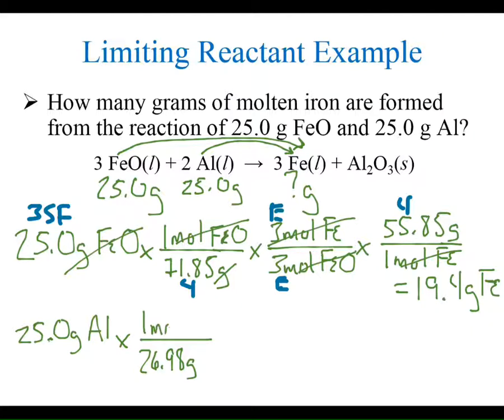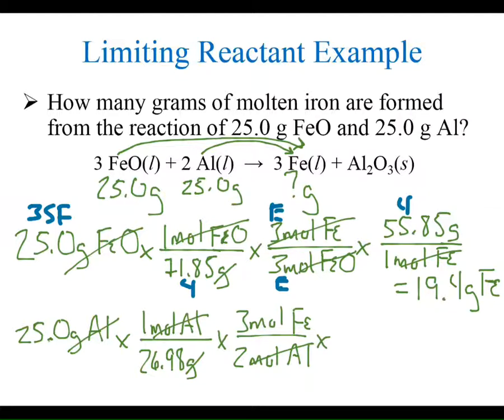That's the mass of a mole of aluminum. Okay, now I'm in moles of aluminum. What do I do? Mole ratio. We got 2 to 3. For every 2 moles of aluminum, I make 3 moles of iron. So let's put that in here next. 2 moles of aluminum, 3 moles of iron.